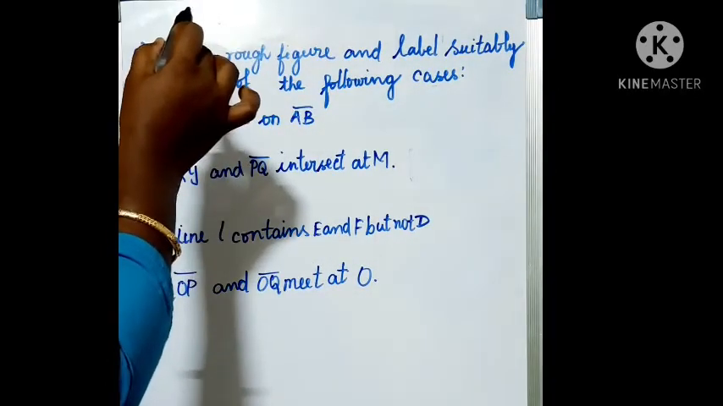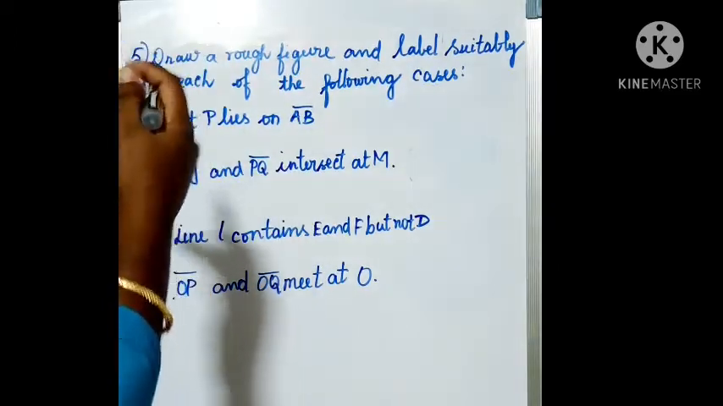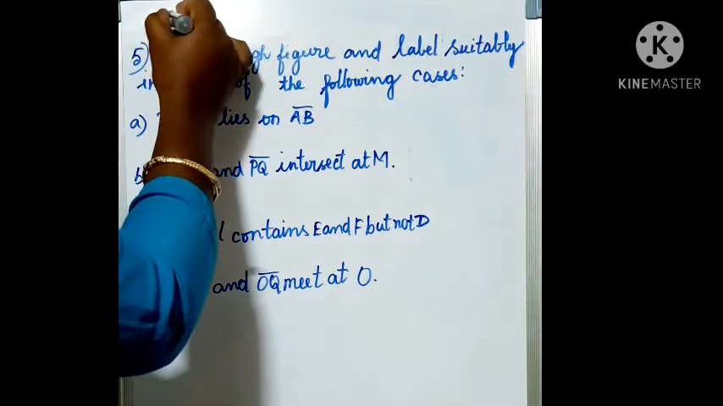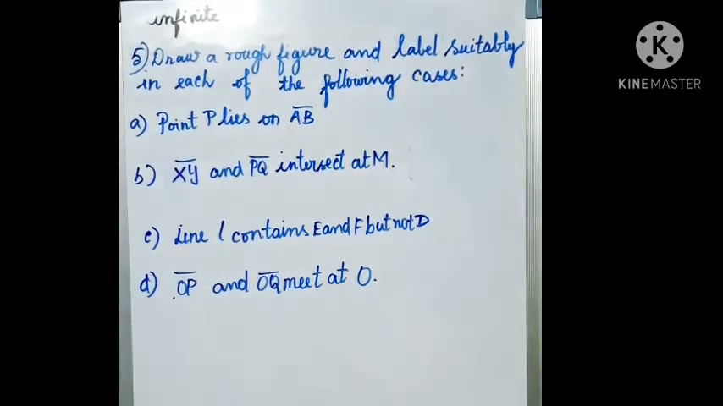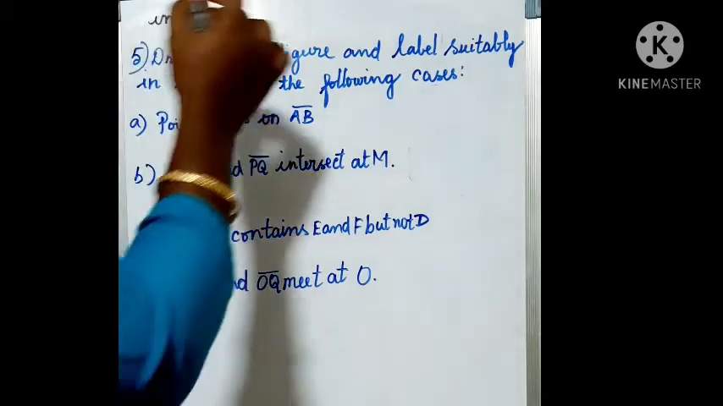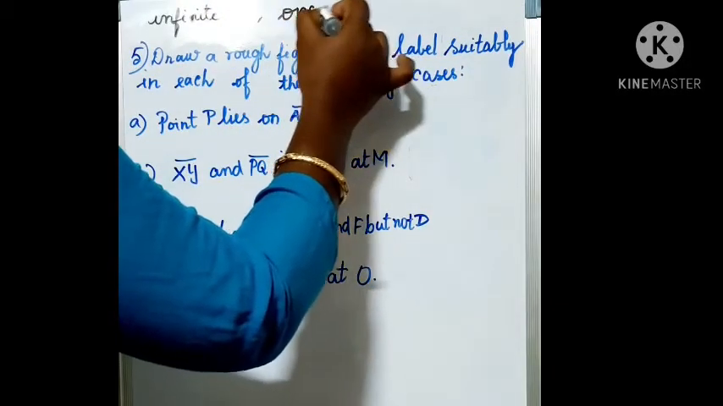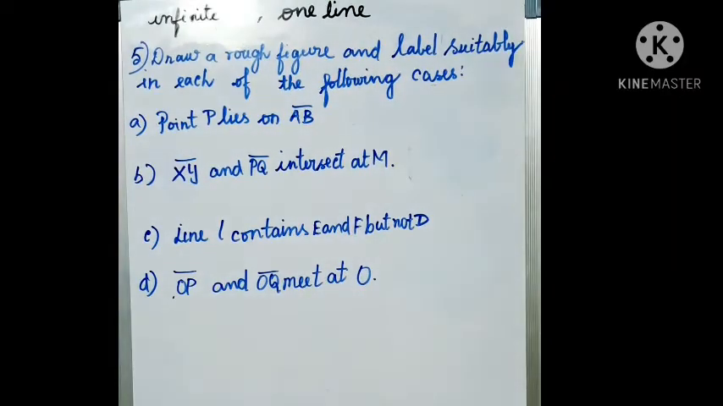What do you mean by infinite? Infinite means many numbers which are uncountable, isn't it? You can draw them, so the answer is infinite. You can write it in the book itself, right? Subdivision B: how many lines can pass through two given points? How many lines can you draw? One line, isn't it? So the answer is one line. You can write it in the book.